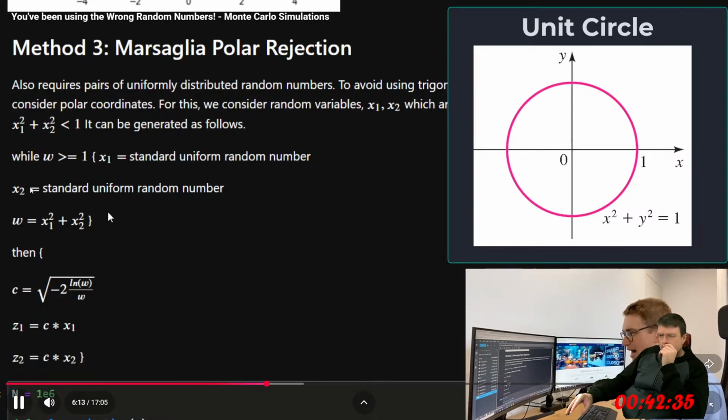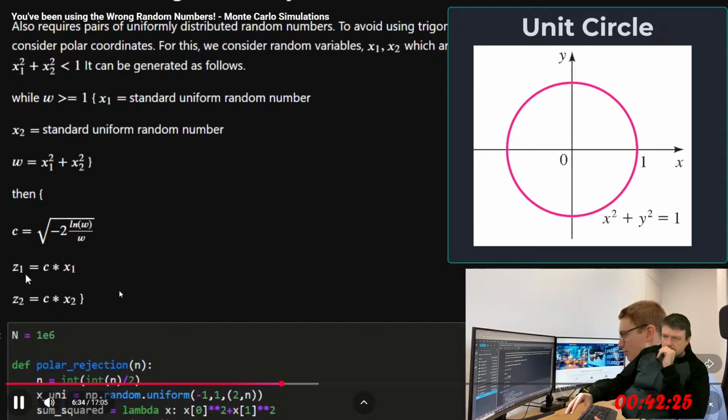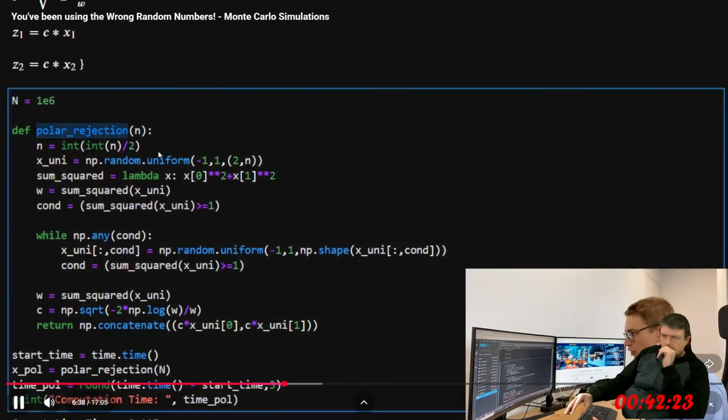So while w is greater than or equal to 1, I want to keep on sampling standard uniform random numbers until this satisfies this constraint. When it's less than 1, when it's within the unit circle, then I want to calculate my c parameter, which is the square root of minus 2 log w over w, and then we can calculate our random normally distributed pairs. So I've coded that up.